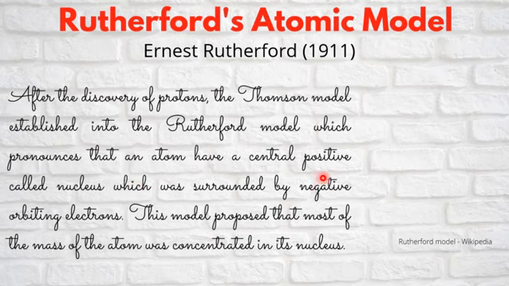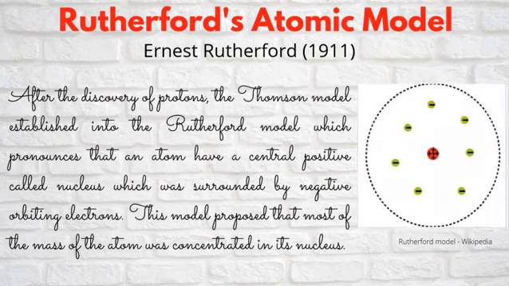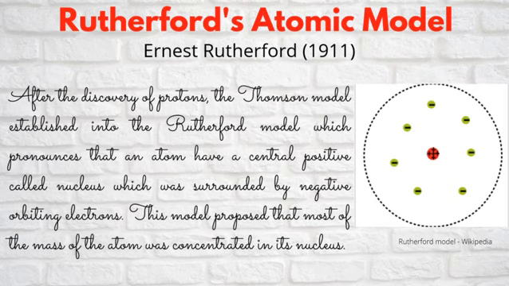an atom has a central positive core called the nucleus, which is surrounded by negative orbiting electrons. This model proposed that most of the mass of the atom was concentrated in the nucleus. So Rutherford's atomic model was based on his experimental results.